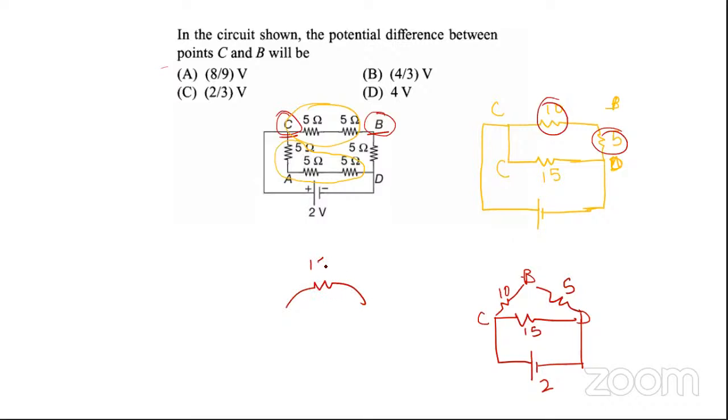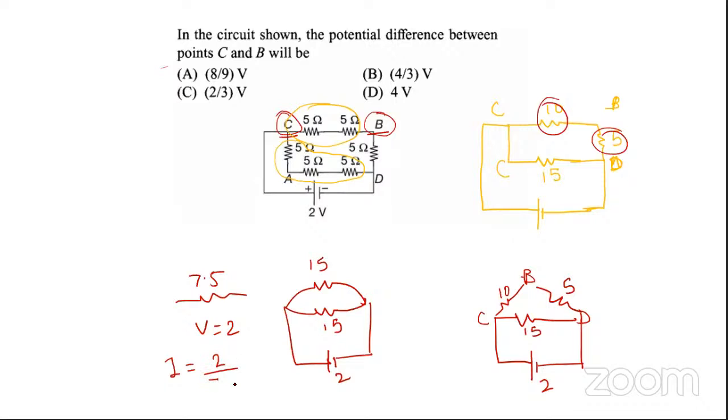So it becomes 15, and here we have 15 with 2 volts over here. This becomes 7.5 and V equals 2. So we have V equals IR, that gives us I equals V upon R. Alright, so 2 upon 7.5 is the total current flowing into the circuit. 2 upon 7.5, we'll leave it just like that for sake of convenience.